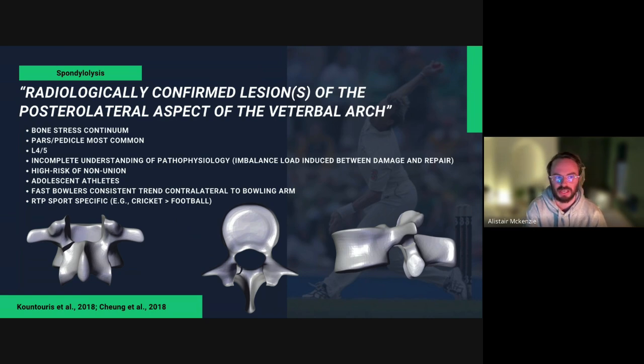So we're interested in the lumbar bone stress injuries that have a predominantly biomechanically load-induced bone damage. As we said, they're high prevalence in adolescents, a consistent trend in fast bowlers, and that means that we have to be very sport specific about what we're returning this player to.